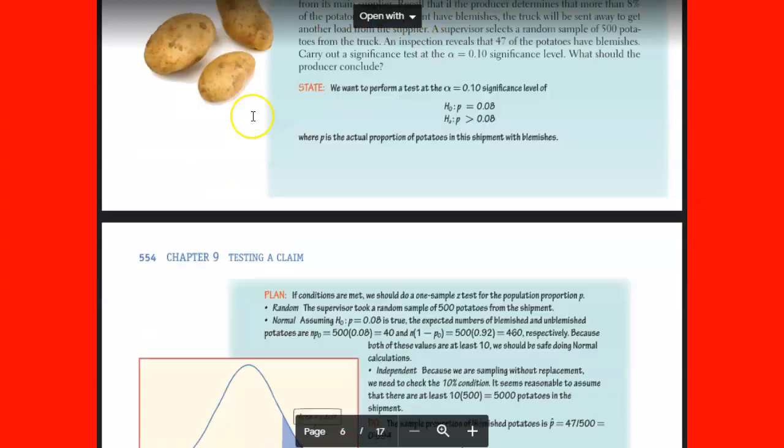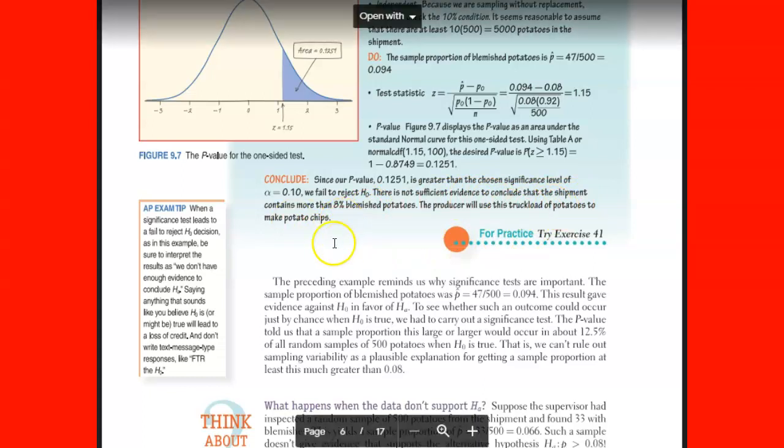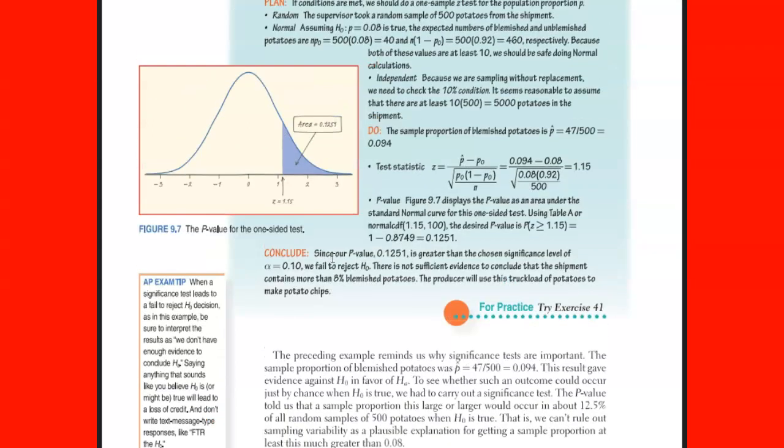Here's the notation that Darren would say. Since our p-value is greater than the chosen significance level, since it's not low, we fail to reject. And we say, there is not enough evidence to conclude the alternate hypothesis, and therefore we keep that load of potatoes. And we go, maybe it was just a weird sample. Okay? That's the idea of a one-tailed test for proportions.